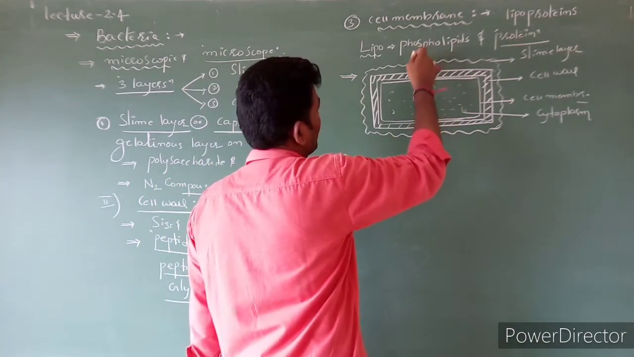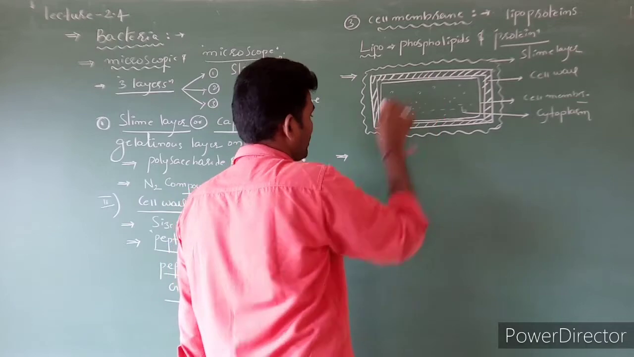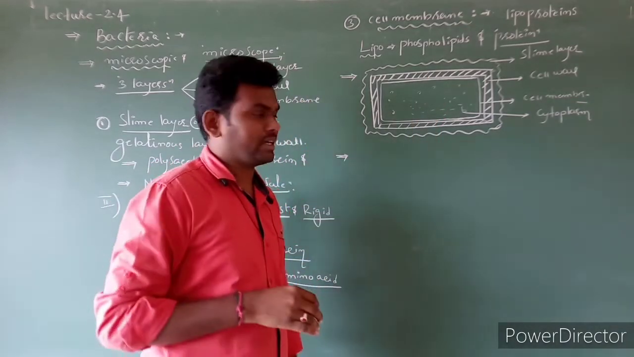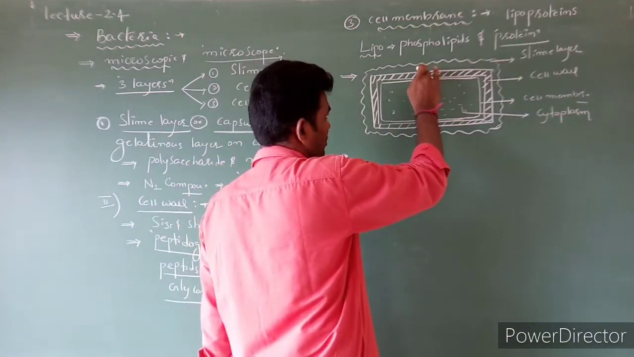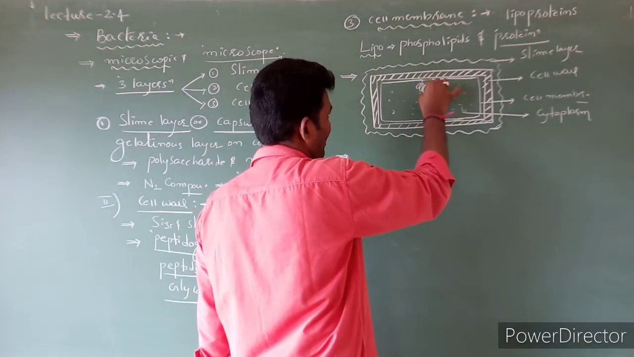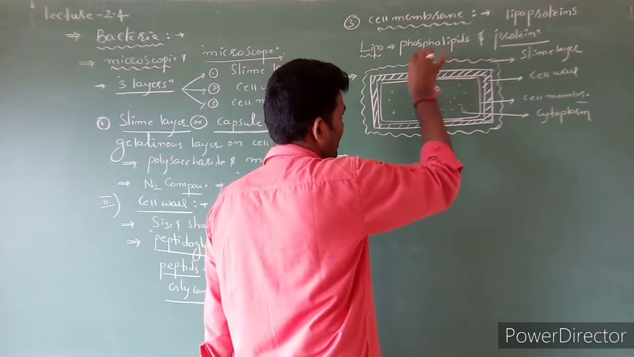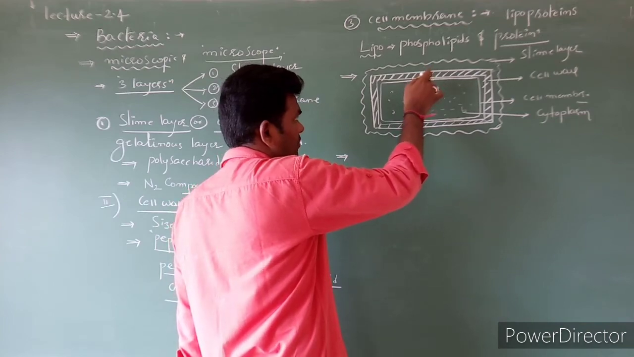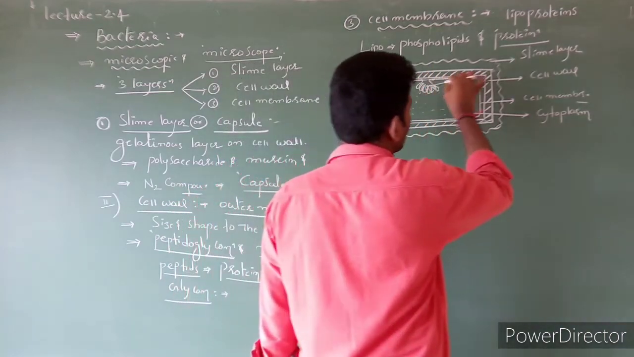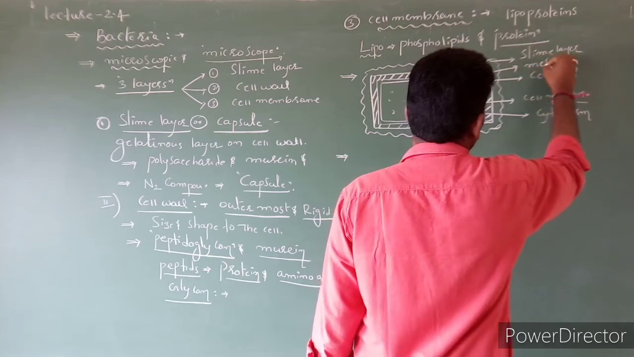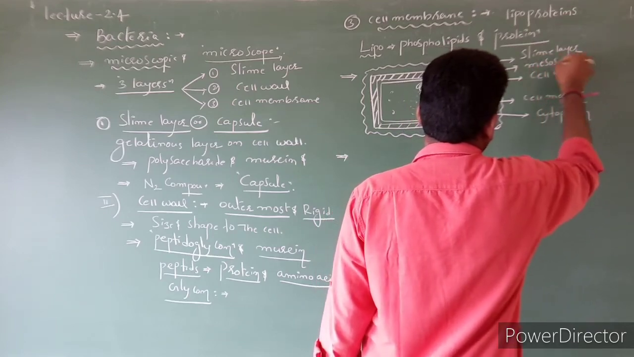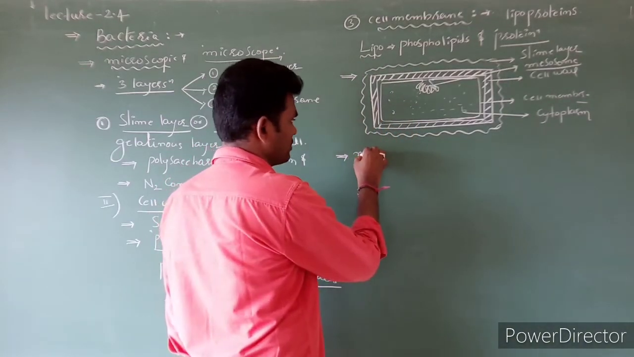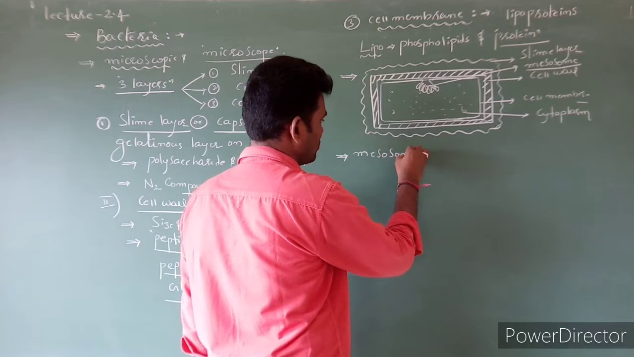So first, the cell membrane. The cell membrane is going to fold to the inner side. Such an inner side folded cell membrane is called a mesosome. It is called a mesosome. Clear?